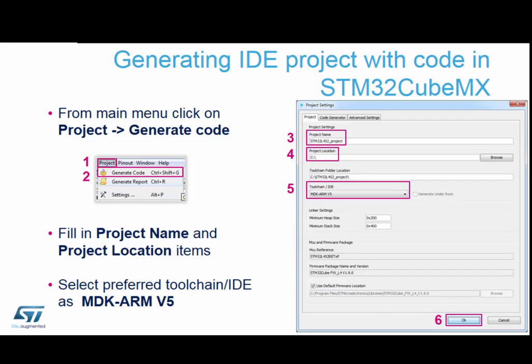We are ready to generate the code. So please go to the main menu, click on Project and Generate Code. As a result, you will see a new window, which is the project settings. I would like to ask you to fill in three things here. First one is the project name. This should be empty by default, so please select your preferred project name. The second one is the project location, the path where the files will be stored. This can also be selected by you. Please make sure that the path is accessible by CubeMX, and it will be possible to put the files there.